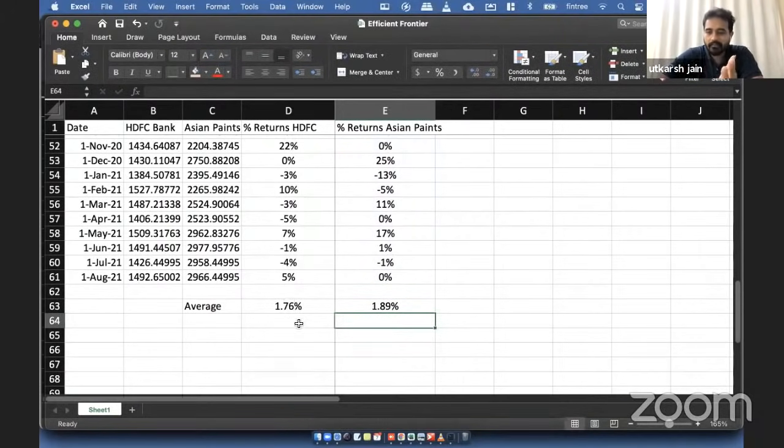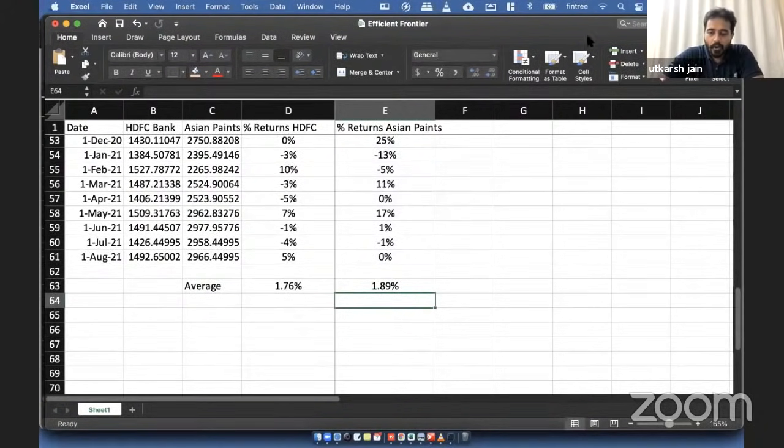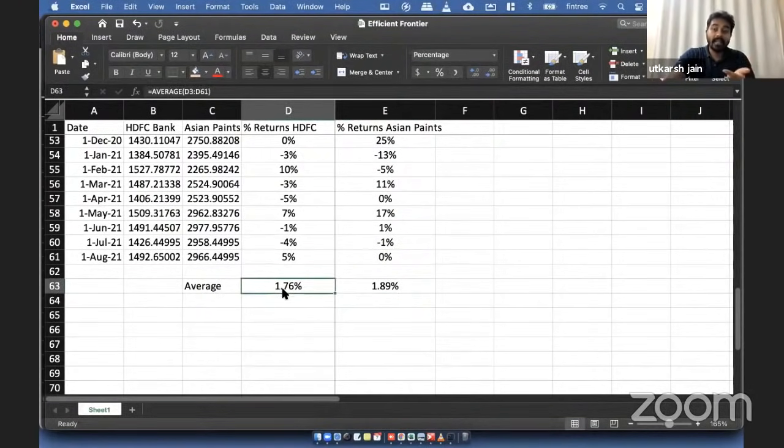I'm just using the same formula, average. So on an average, how much return do I expect to earn every month? 1.76. Does it mean every month I will earn 1.76? No, there will be months when I will probably earn more, and months when I would probably earn less. But on an average, since we've taken a large sample, it looks like it would be 1.76 and 1.89. Now, these are the expected returns, and obviously, they look really nice.